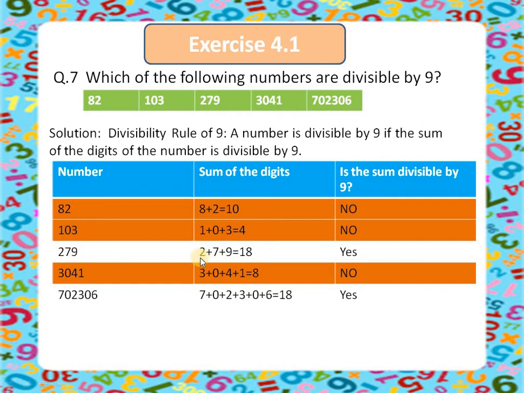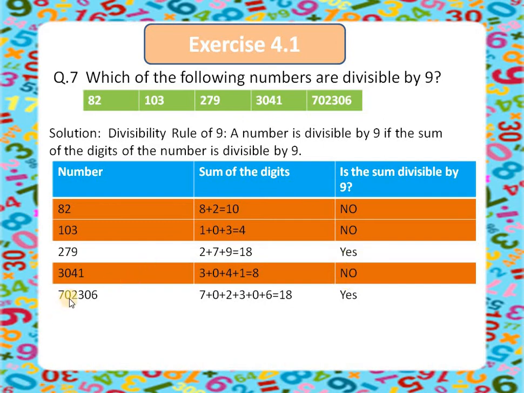279. Write down 2 plus 7 will give you 9, plus 9 will give you 18. So 9 2s are 18. We all know, yes, it is divisible by 9. 3041. Add all these numbers. 3 plus 4 will give you 7. 7 plus 1 will give you 8. Lastly, check out whether the number is divisible by 9. 8? No.